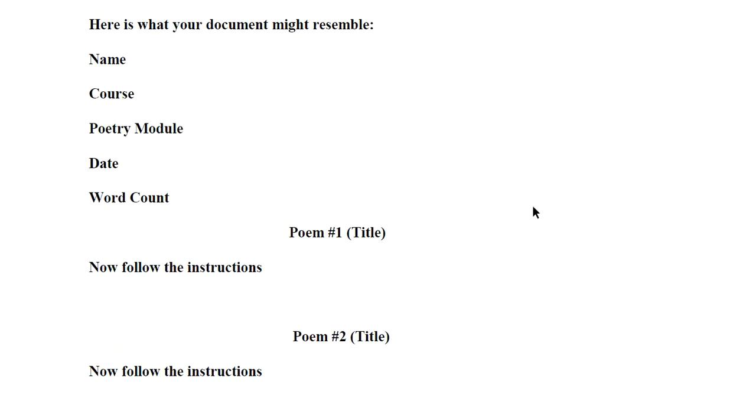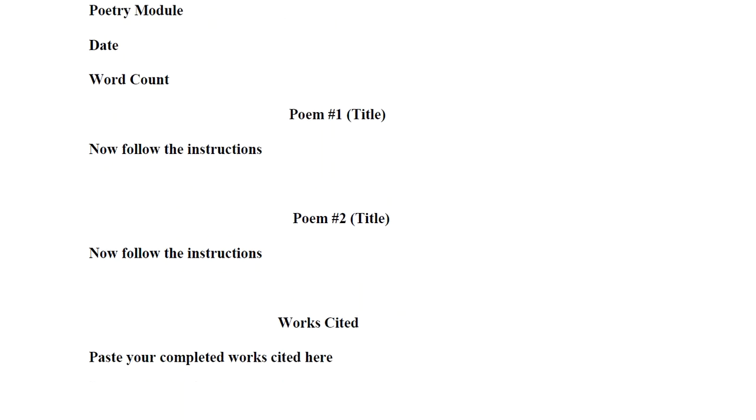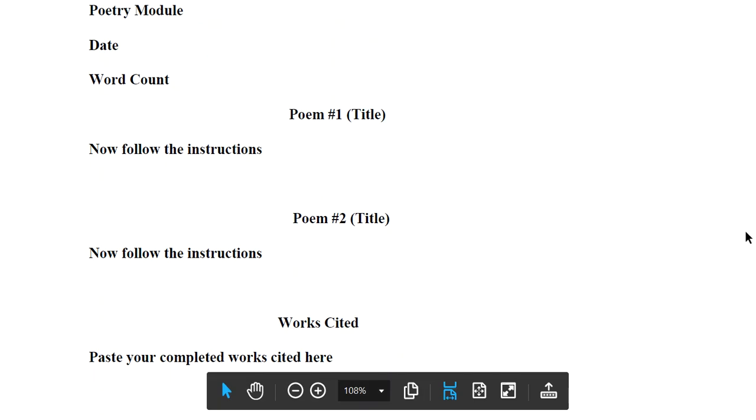And then you're going to create your document, name, course information, the poetry, and you're going to write that little paragraph that you just created about the first poem that you chose and the second poem that you chose. And then that works cited that you created over there in EasyBib is going to be pasted right here.